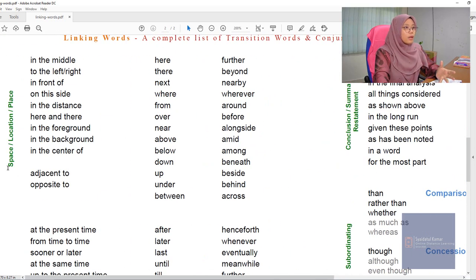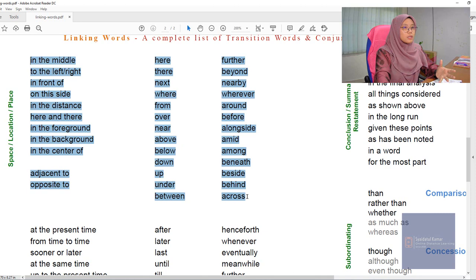Next we have when you're talking about space, location, and place. Here are the phrases that you can use: in the distance, in the background, in the center of, adjacent to, next to, here, there, where, wherever, around, before, alongside.